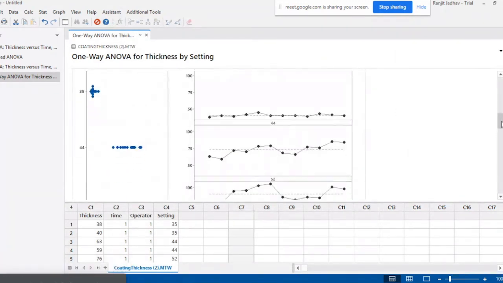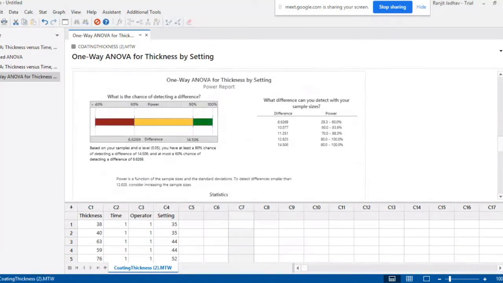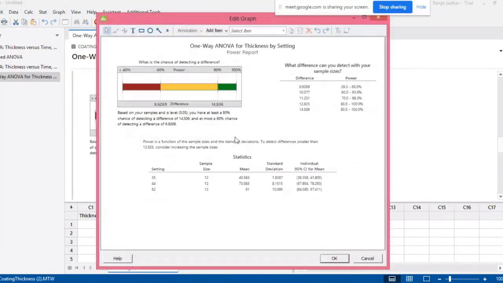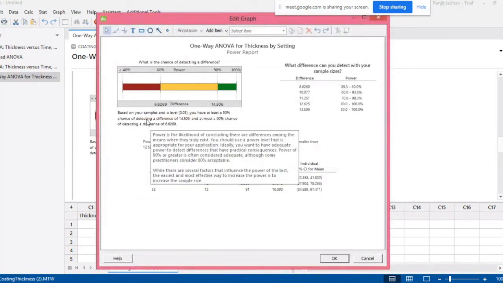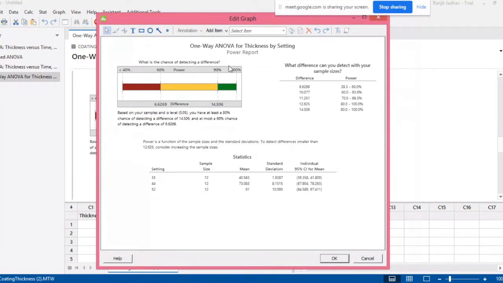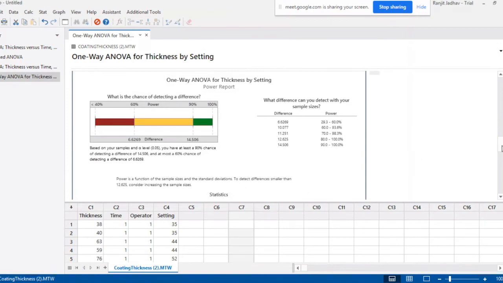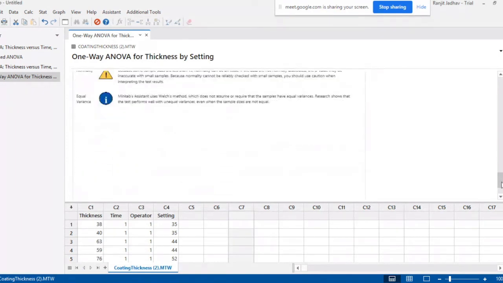Different graphs, how to interpret. So here you can see, based on your samples and alpha value, what is the power, what is the difference, what are the chances. Here you can see the power, for which difference it will be 90%, which will be 100%. So all this is for the beginners. You can use the option of assistant.